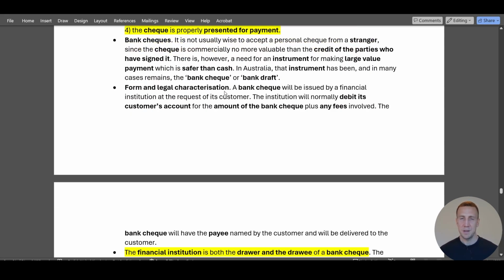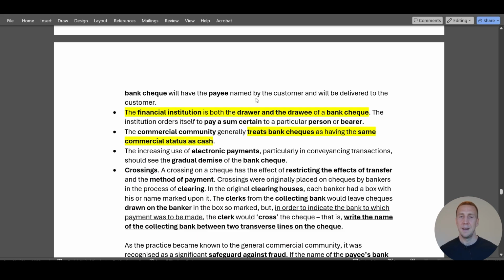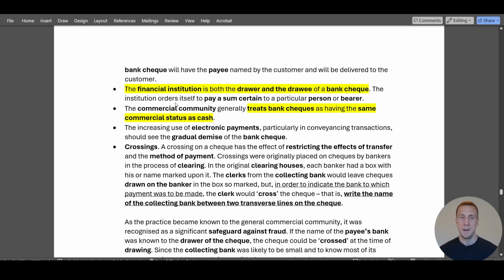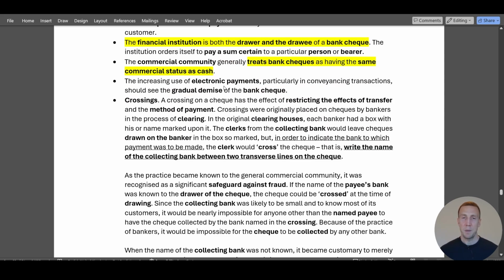Form and legal characterisation. A bank cheque will be issued by a financial institution at the request of its customer. The institution will normally debit its customer's account for the amount of the bank cheque plus any fees involved. The bank cheque will have the payee named by the customer and will be delivered to the customer. The financial institution is both the drawer and the drawee of a bank cheque. The institution orders itself to pay a sum certain to a particular person or bearer. The commercial community generally treats bank cheques as having the same commercial status as cash. And the increasing use of electronic payments, particularly in conveyancing transactions, should see the gradual demise of the bank cheque.